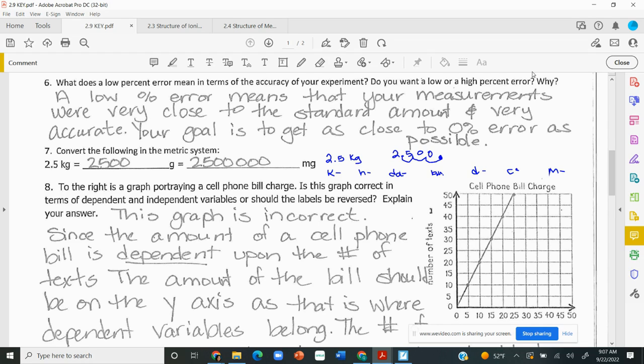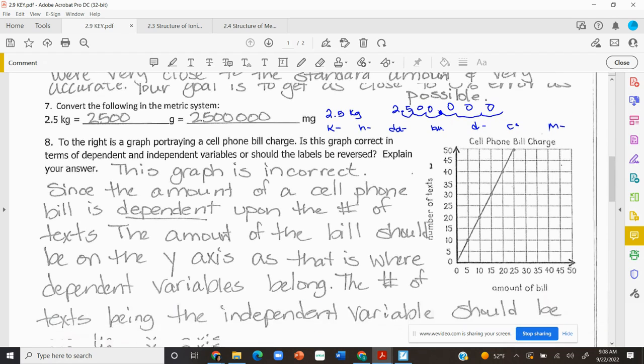And now I'm going to go to milligrams. So I'm going to go 3 more spaces. So I'm going to go 1, 2, 3, and I fill those in with zeros. I've got to have these zeros in here. Why? Placeholders, yep. All right, questions?